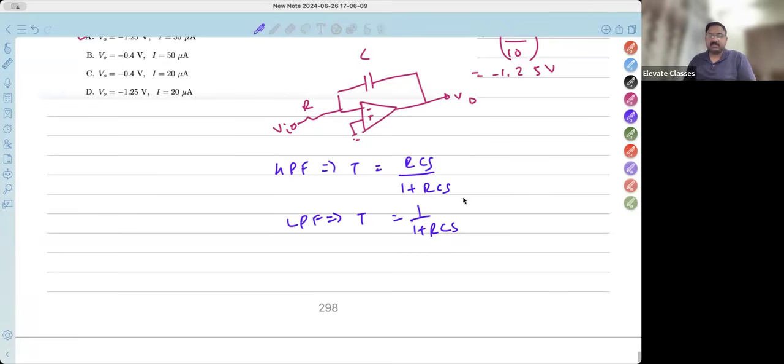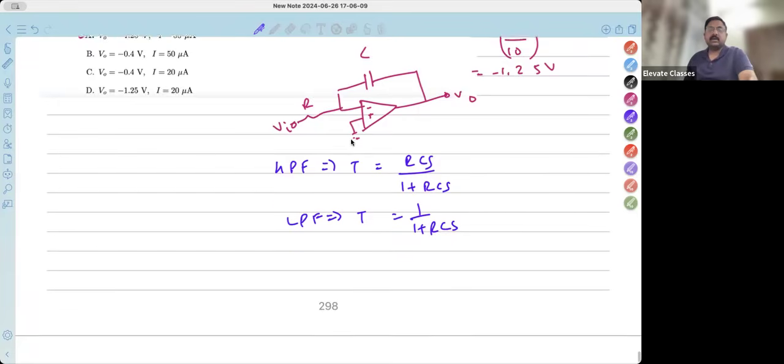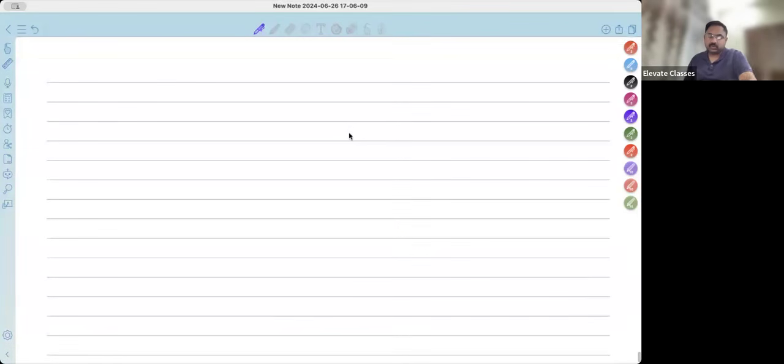If it is matching this high pass filter, if it is matching this low pass filter, end of story. A low pass filter behaves as an integrator. A high pass filter will behave as a differentiator. All right, so please go through op-amps. Again, a very, very easy topic. You should be able to score good marks if you have a question based on op-amps.